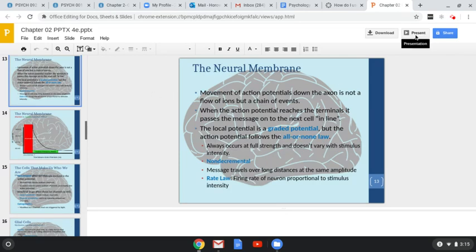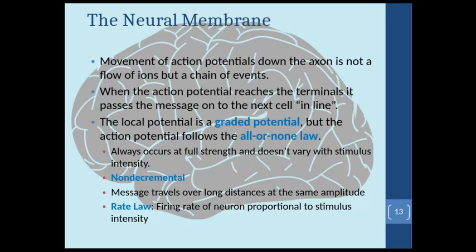So this is the last slide that we saw in the last lecture, where it's in a much better frame, though. It was very small in the last one. So again, the action potential movement down the axon is not a flow of ions, but it's a chain of events. So basically, each time that it goes from bare spot to bare spot is called saltatory conduction. And it basically, like a phone, it recharges itself at every bare spot along the axon.